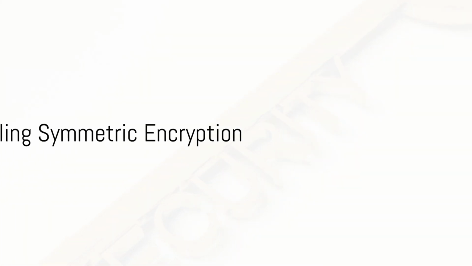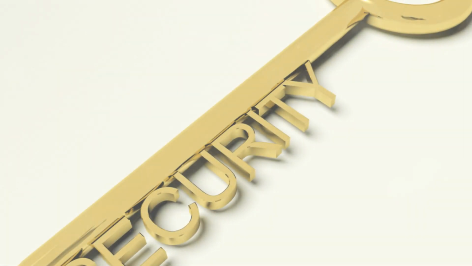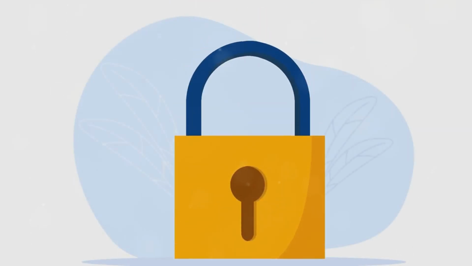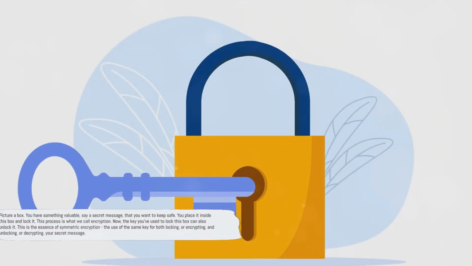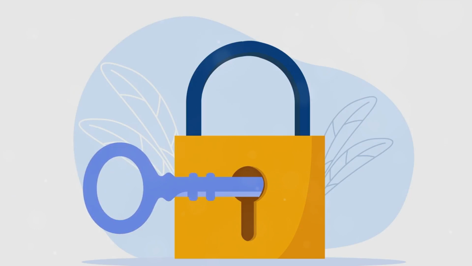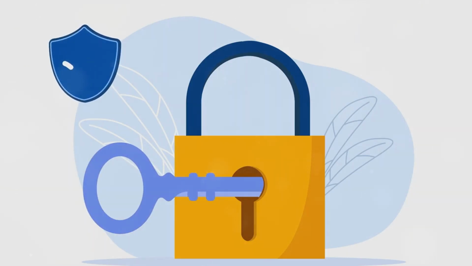Imagine a lock and a key. In the world of encryption, this concept is known as symmetric encryption. Now let's dive a little deeper into what we mean by symmetric encryption. Picture a box. You have something valuable, say a secret message, that you want to keep safe. You place it inside this box and lock it. This process is what we call encryption.